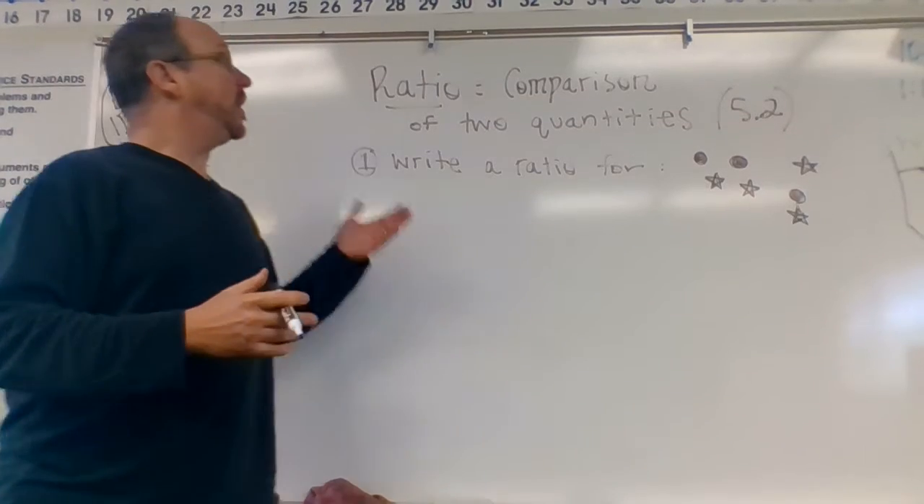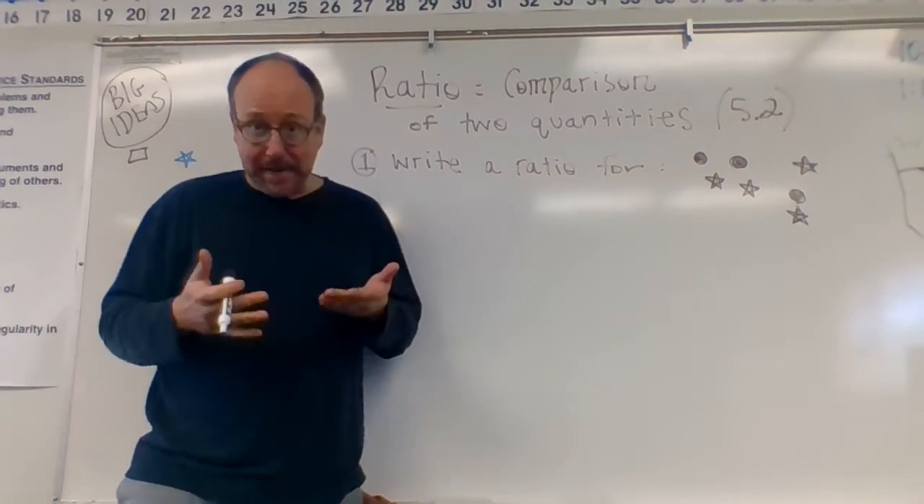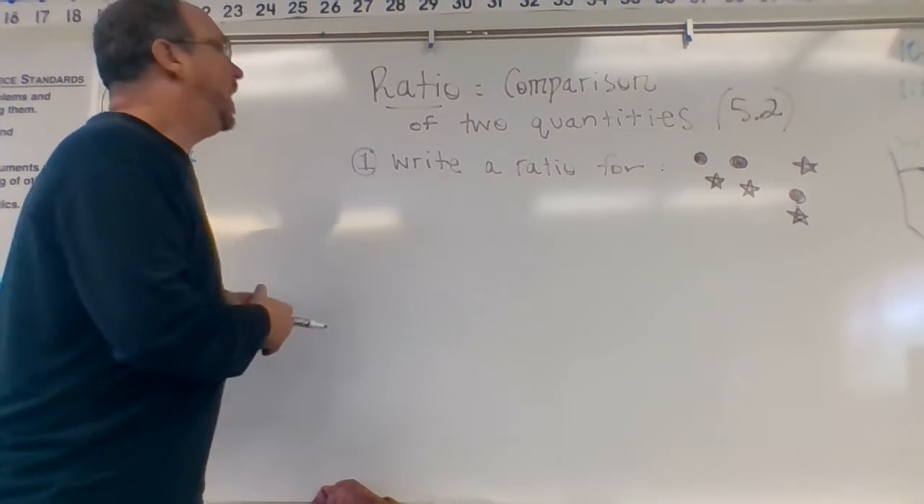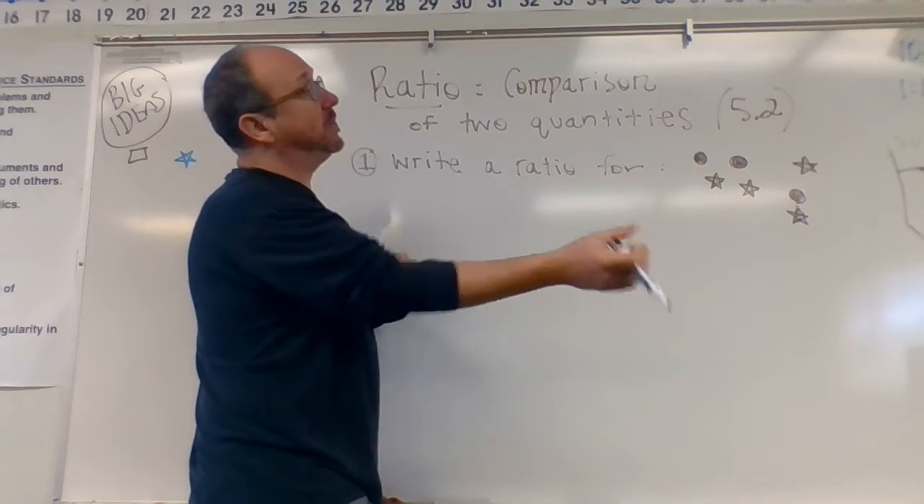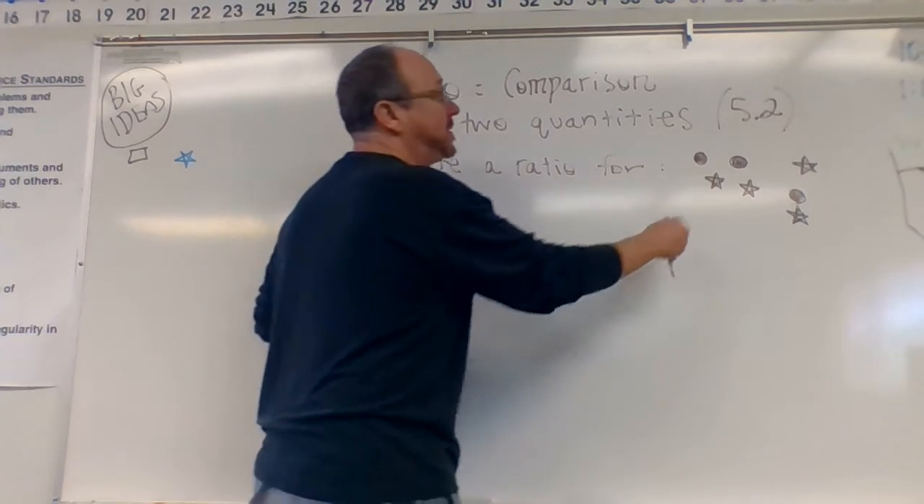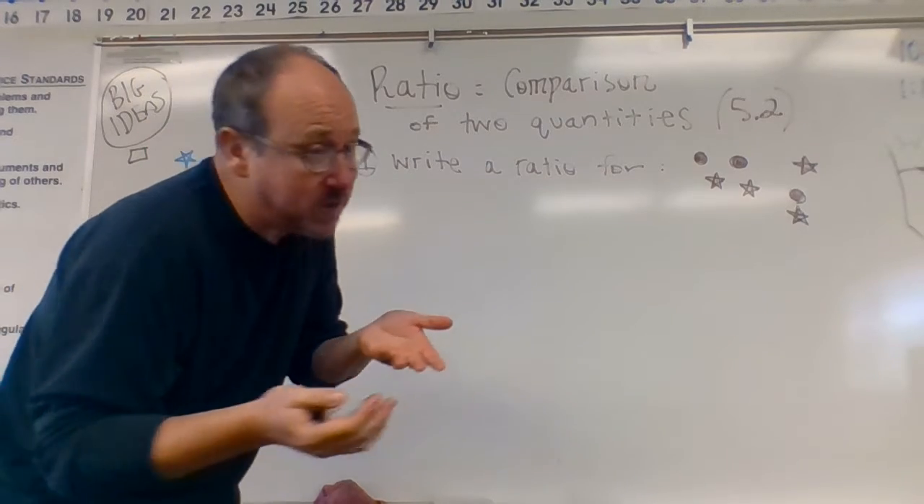Hey everybody, welcome back. We're talking about ratios, and they are a comparison of two quantities. We're going to write a ratio, and we've touched on this a bunch of different times, but here we've got 3 circles and we've got 4 stars.